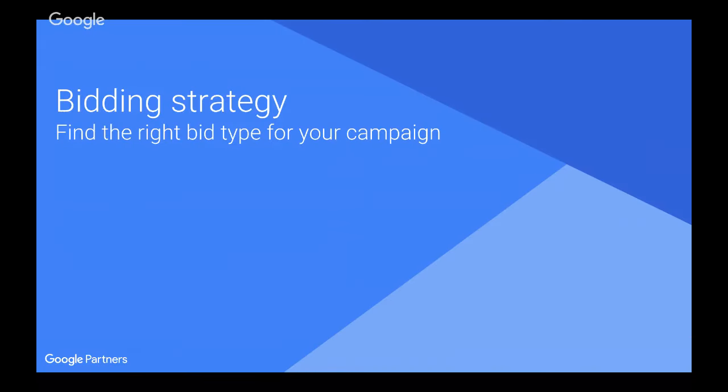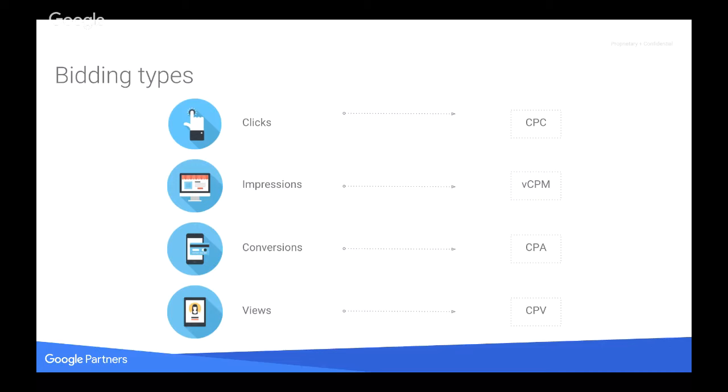Now, what is your bidding strategy? We've learned a lot about how to find the correct audience, but how much do you pay for them, and on what basis do you pay for them? Finding the right bid type for your campaign is quite crucial. There are largely 4 bid types that you can go for based on your business objectives.